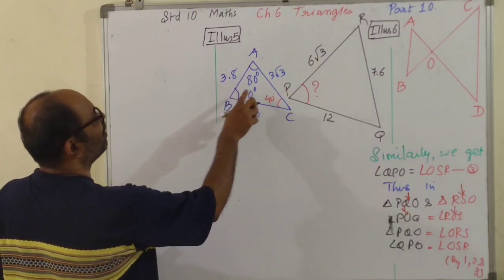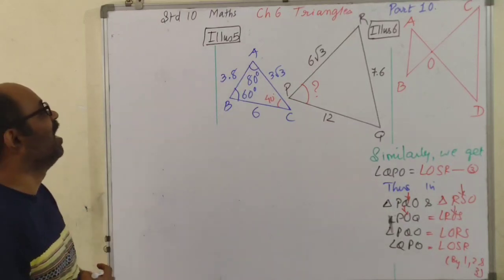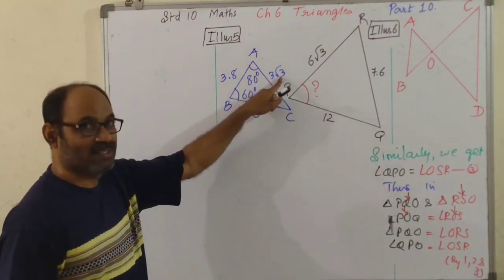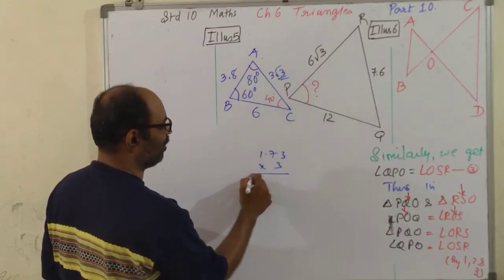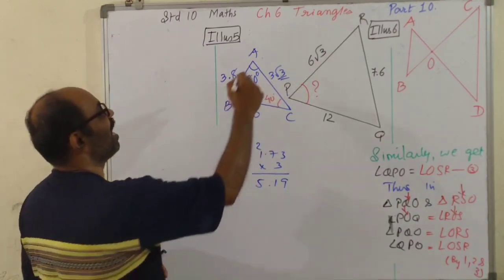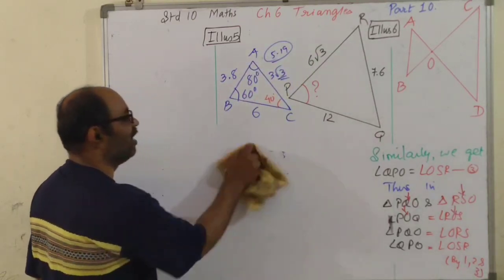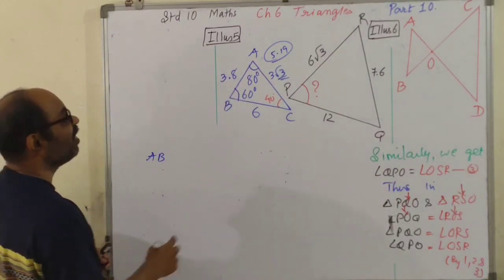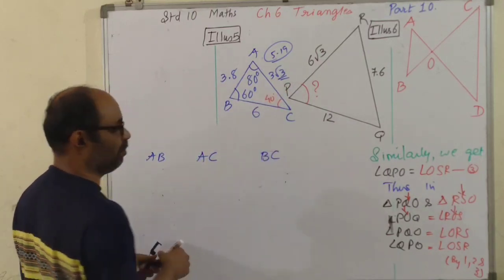Which is the smallest? Here थोड़ी गड़बड़ होने वाली है. सबसे छोटी साइड कौन सी है? That will be difficult because you don't know what root 3 is. Root 3 is 1.73 approximately. Multiplied by 3, this is approximately 5.19, so that is the second biggest side. The smallest side is 3.8, that is AB. The next bigger side, 5.19, is AC, and the biggest side is BC.